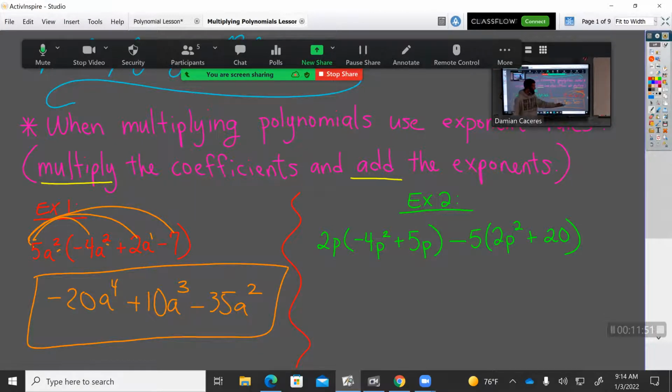Now, see how those exponents don't match? These are not like terms, so you can't do anything else. That is your answer.